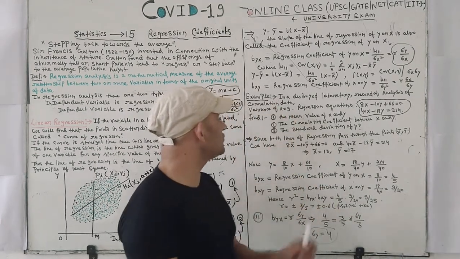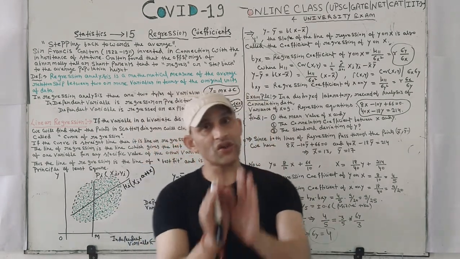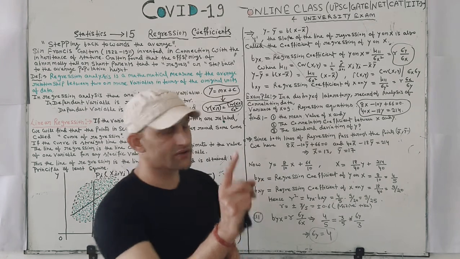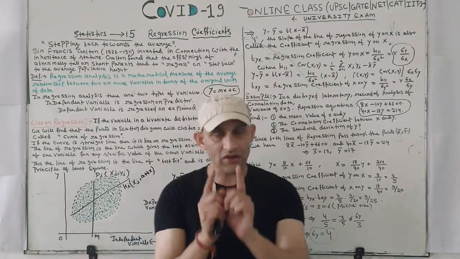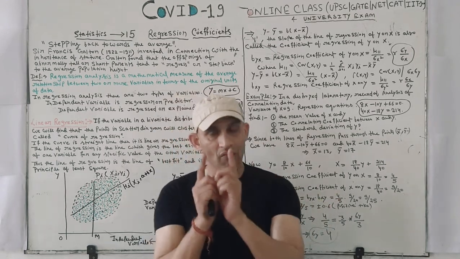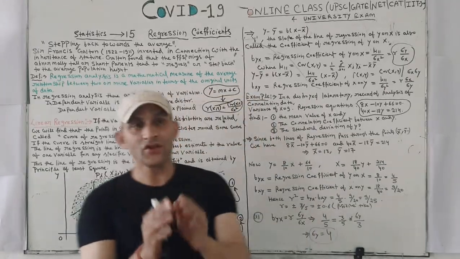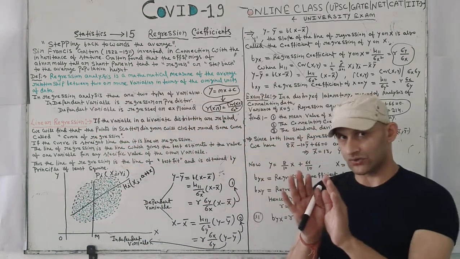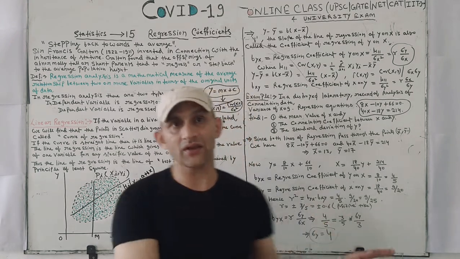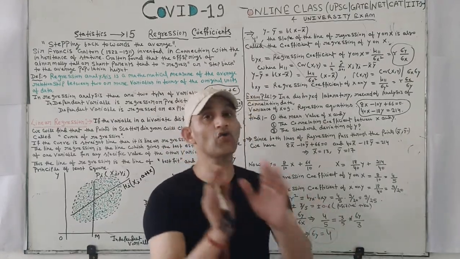He has given you the variance of x. He has not given you the variance of y. You must note it. If you do not have the variance of y, you cannot find the standard deviation of y also. But he is asking you to find the standard deviation of y. So how to find it?